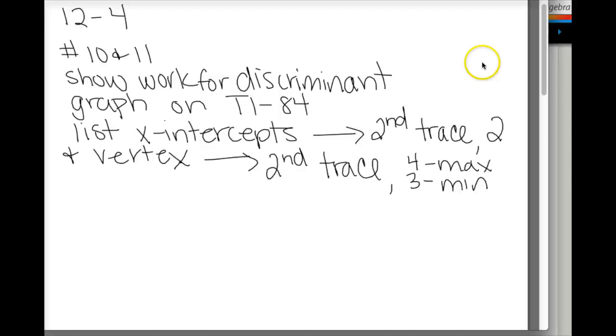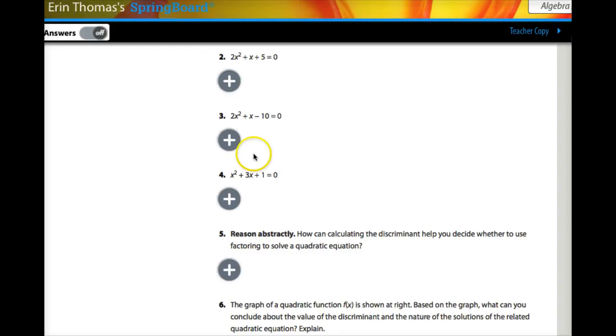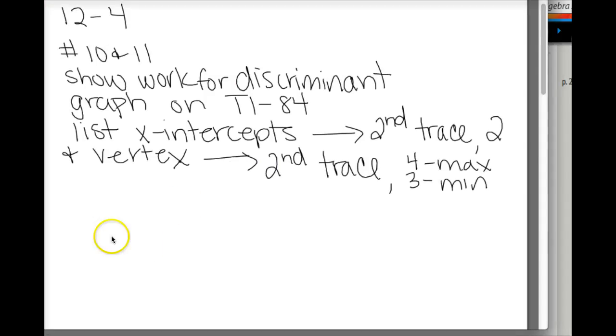All right, so we are going to look at, in the CYU section, number 4 right here, x squared plus 3x plus 1 equals 0. And again, the directions are the same as 10 and 11 in your homework. Find the discriminant, describe the nature of the solutions, then graph the related function and find the x-intercepts. So this is number 4 on your CYUs on page 205. We're starting out with x squared plus 3x plus 1 equals 0.